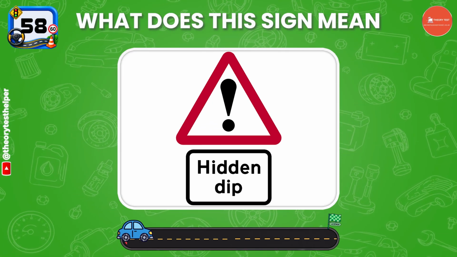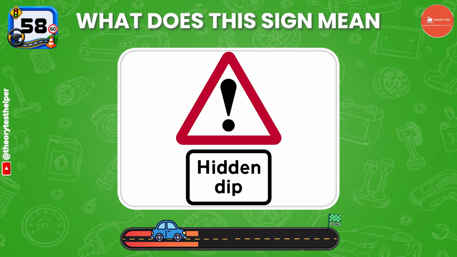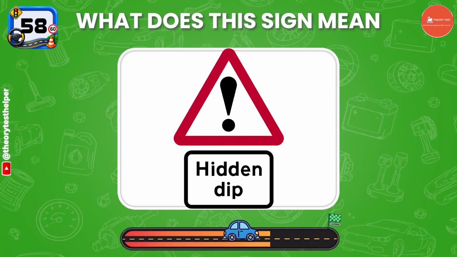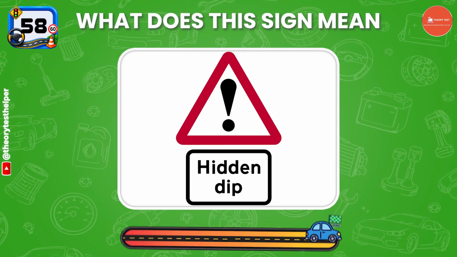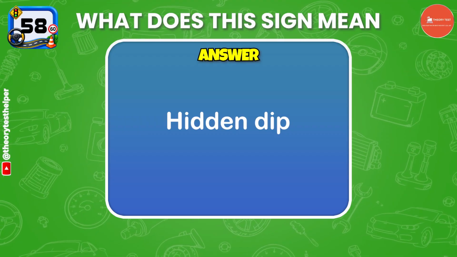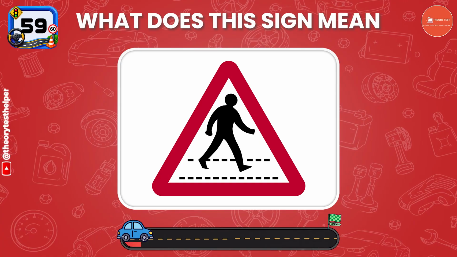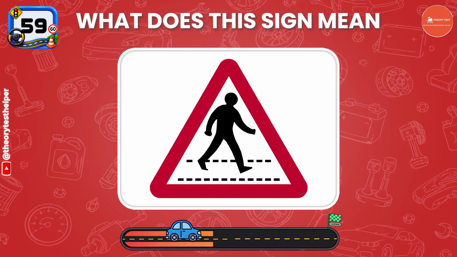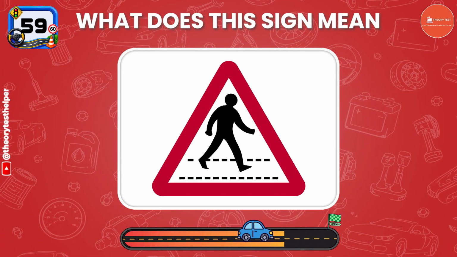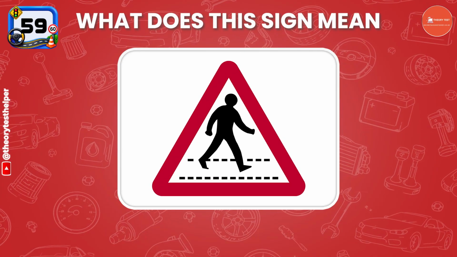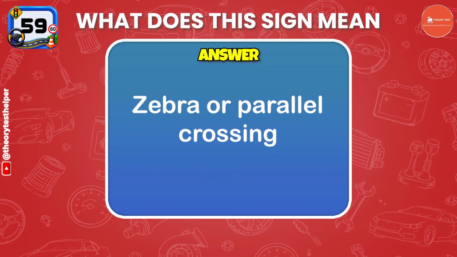What feature makes this road section dangerous? Hidden dip. Who has priority at this road marking? Zebra or parallel crossing.